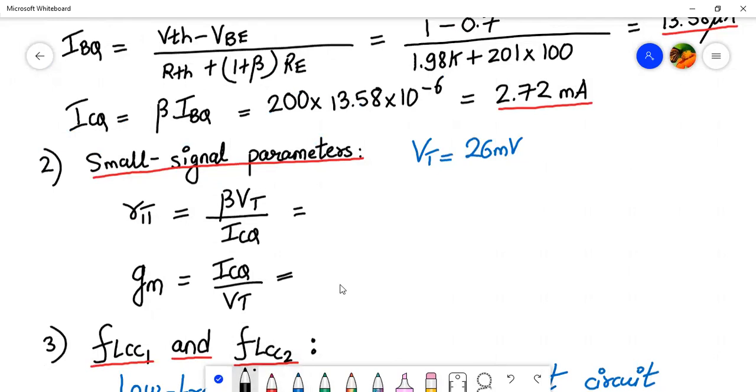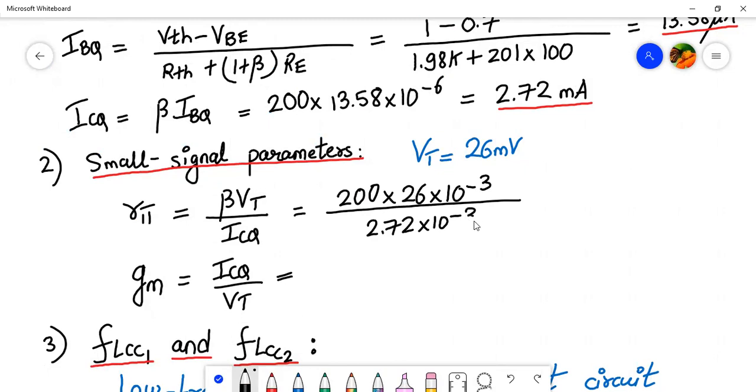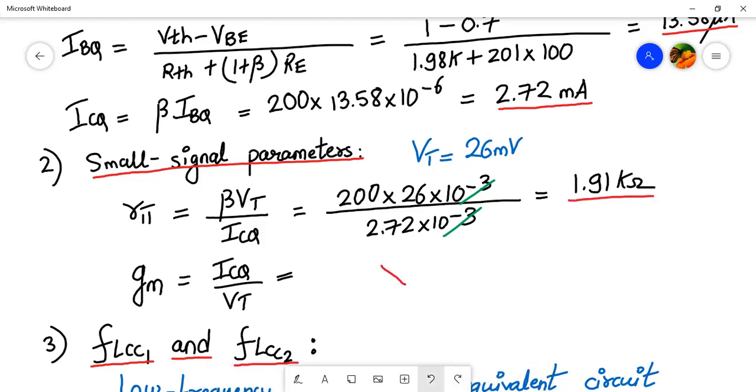So over here, we will write down beta, which is 200. VT value, we have to assume it as 26 millivolts. So that's 26 into 10 raised to minus 3. Then we have ICQ, which is 2.72 into 10 raised to minus 3. So this minus 3 and this minus 3 get cancelled. And we get over here RPi value should be equal to 1.91 kilo ohm. Okay. So RPi value is coming out to be 1.91 kilo ohm.